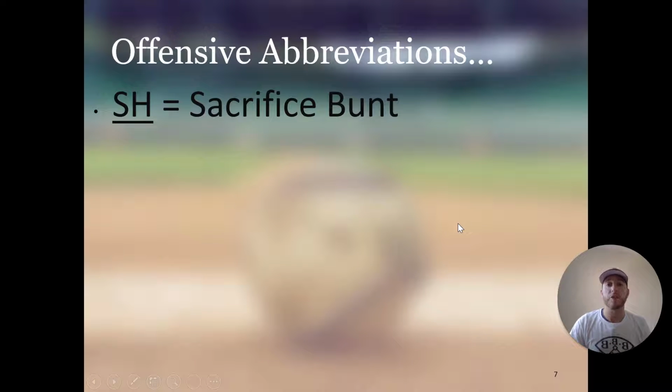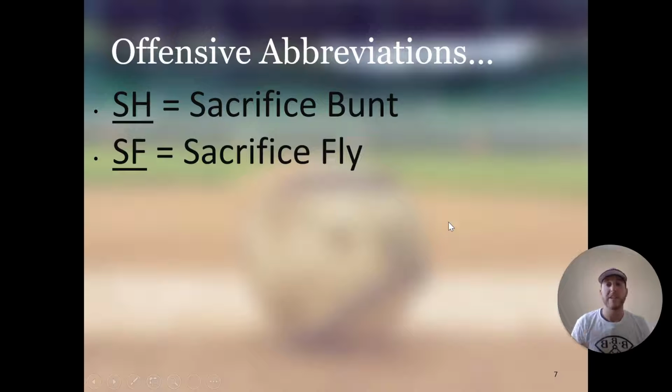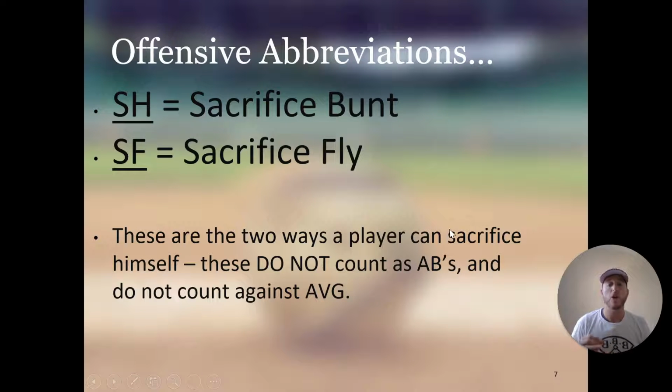SH is sacrifice bunt. Even though it's not SB, SH is sacrifice hit. So that's a little confusing. A sacrifice bunt in the scorebook is considered SH, which really stands for sacrifice hit. SF is a sacrifice fly, so a sacrifice fly ball. And these are the two ways a player can sacrifice himself.